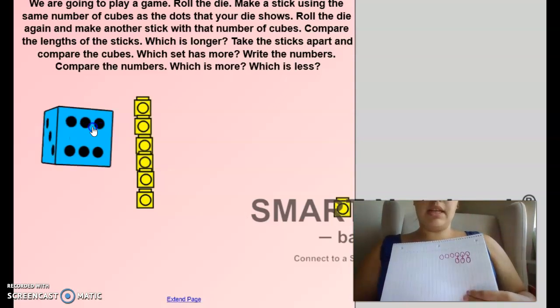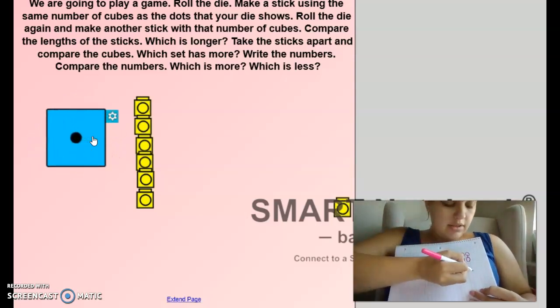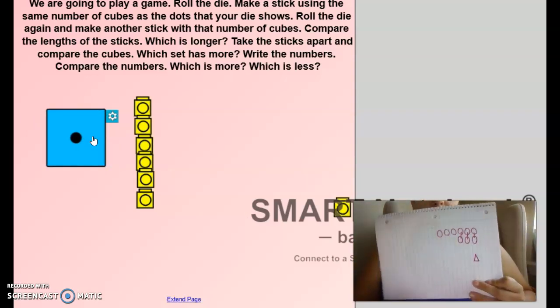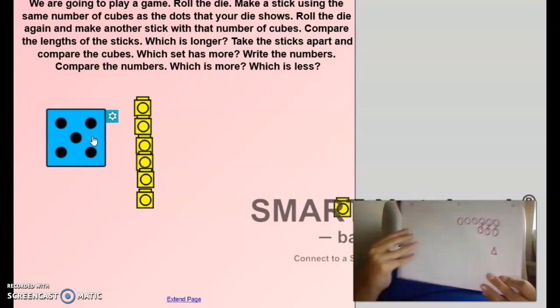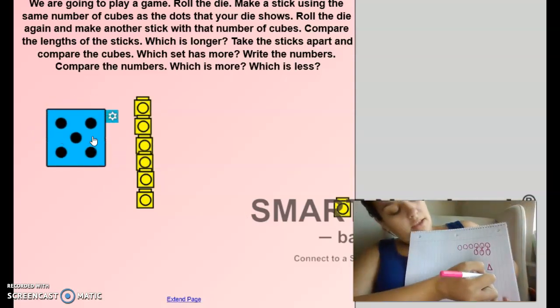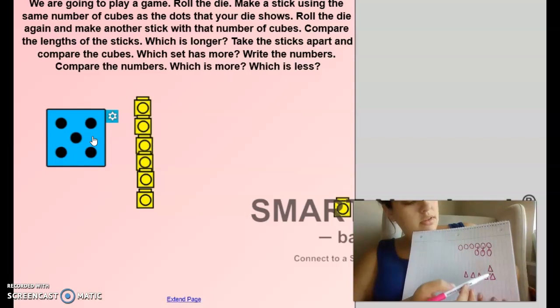Let's do this 2 more times. Here we have 1, so let's draw 1 triangle. And then what did we get? Oh, a 5. Okay, so we'll draw 5 more triangles below it. 1, 2, 3, 4, 5.